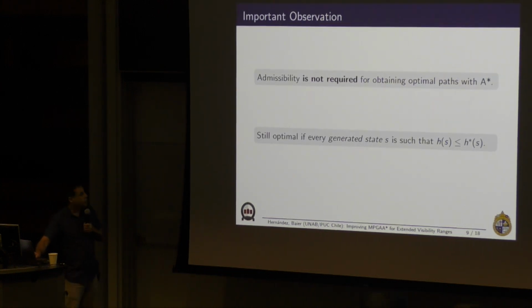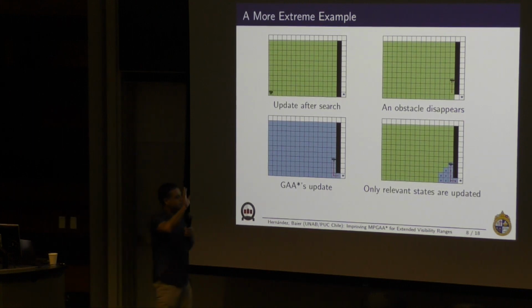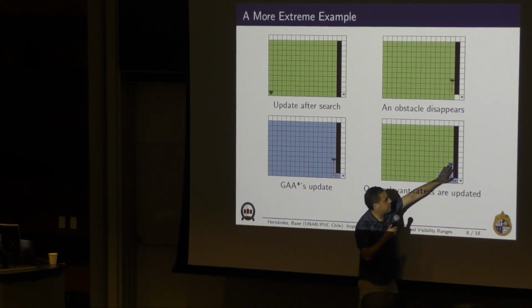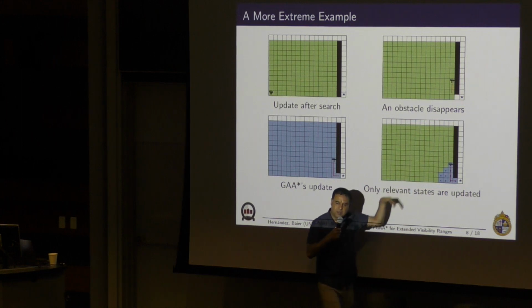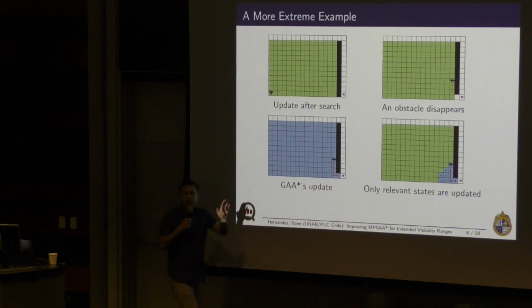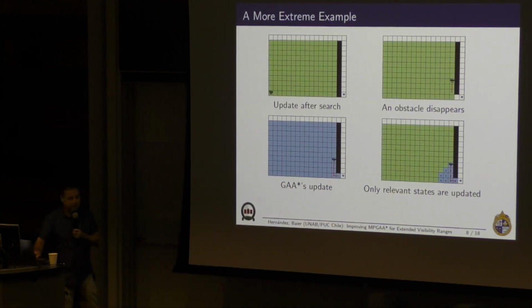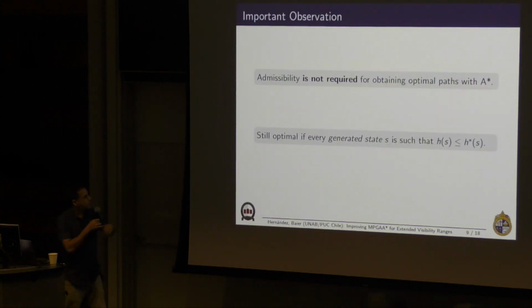First, two important observations. Admissibility is not required for obtaining an optimal path with A star. That means admissibility in all the search space. Because if we have admissibility in this state, we can calculate an optimal path. And it is still optimal for A star only when the generalized states for A star are admissible.